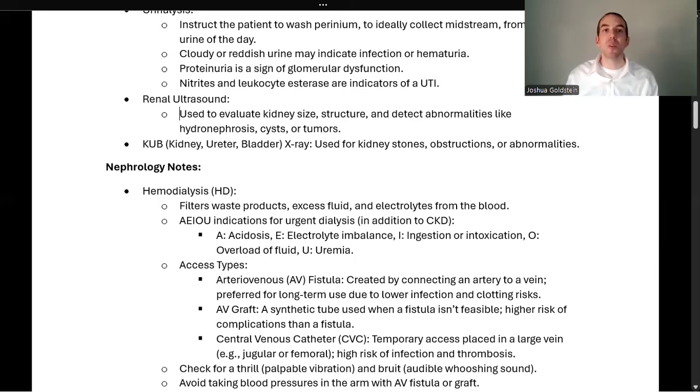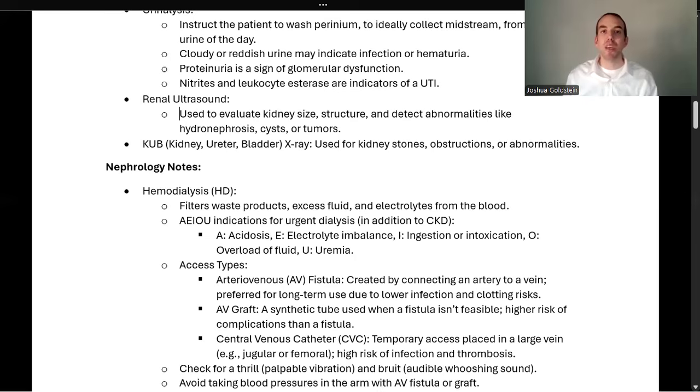Next diagnostic we have is a renal ultrasound. There's a lot more that goes into this, but I'm just giving you the broad overview. These are used to evaluate kidney size and kidney structure, and to detect certain abnormalities like hydronephrosis, cysts if the patient has polycystic kidney disease, PKD, or if they have tumors or things like that.